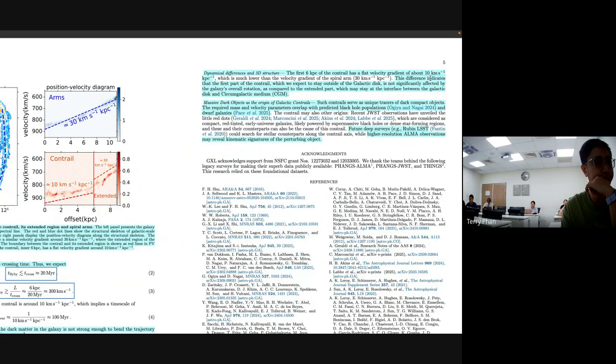They emphasize that the galactic contrails are very valuable tracers for massive dark objects, offering a method to detect otherwise invisible perturbers in the galaxy. They also suggest that future surveys such as Rubin LSST could search for stellar counterparts, while higher resolution ALMA observations could reveal additional kinematic features of the perturbers. That would be all.